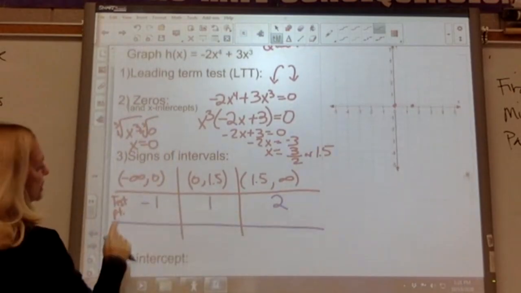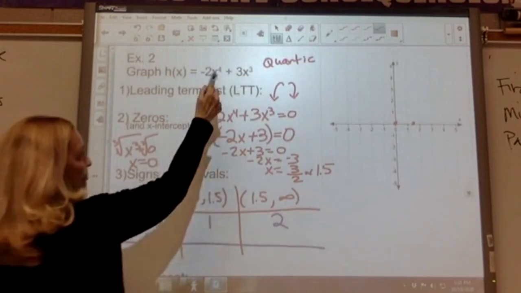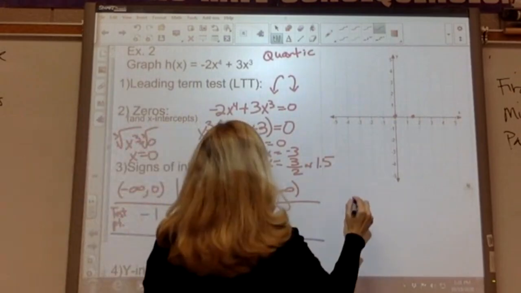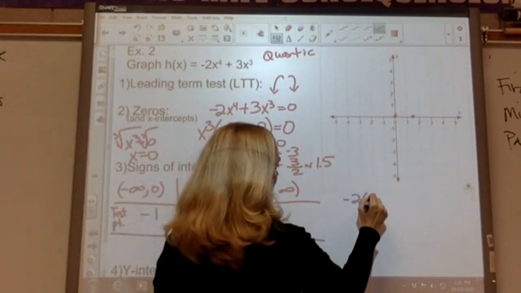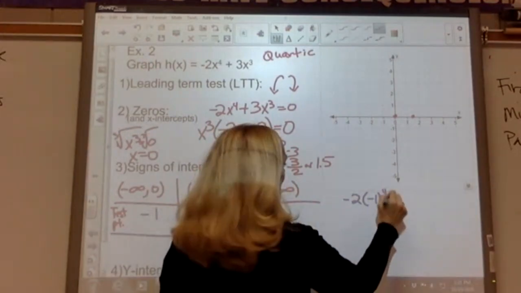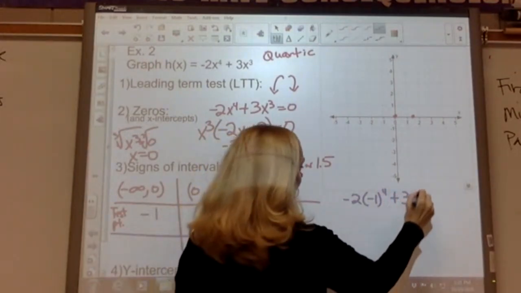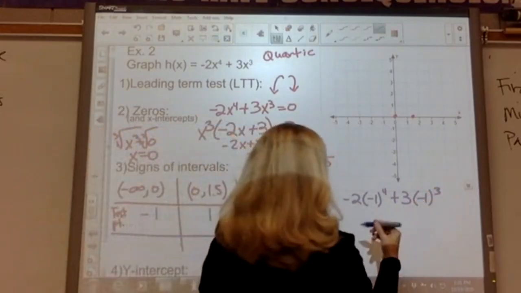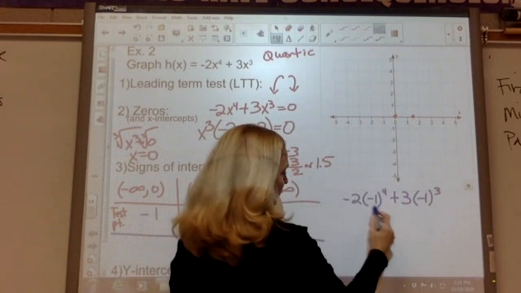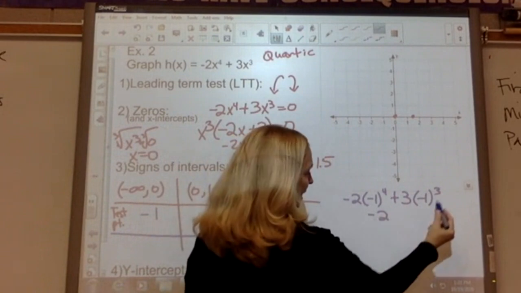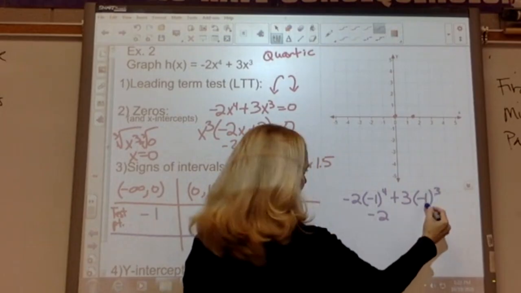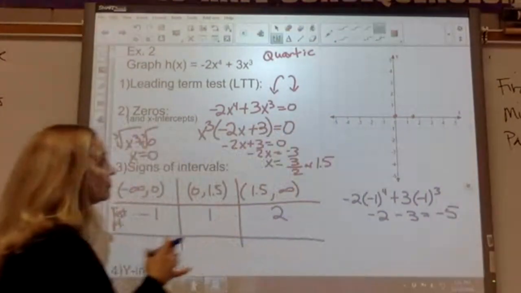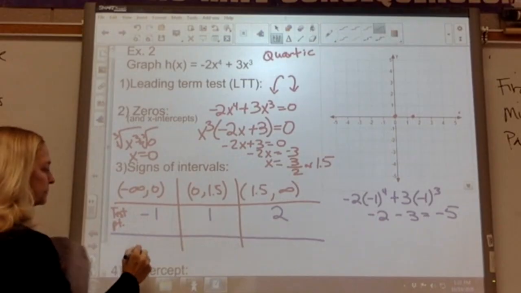Now, what you're going to do is take this number, negative 1, and plug it in for x. All right? So negative 2 times negative 1 to the 4th power plus 3 times negative 1 cubed. When I work this out, and you can just type all this in your calculator or do it by hand, this is going to be a positive 1, so this is negative 2. This gives me negative 1 times 3, which is a negative 3, and so I get negative 5. So when I plug in negative 1, I get the result of negative 5.